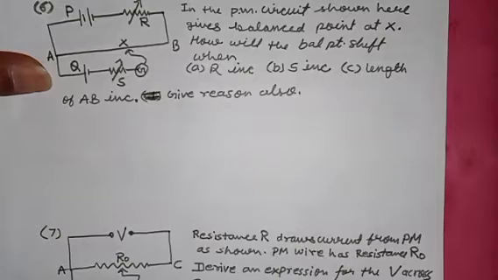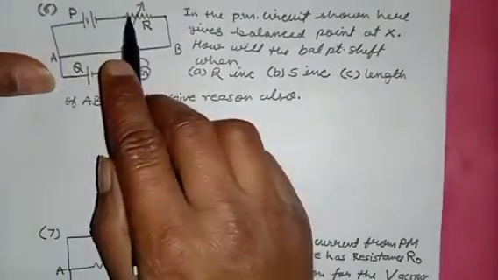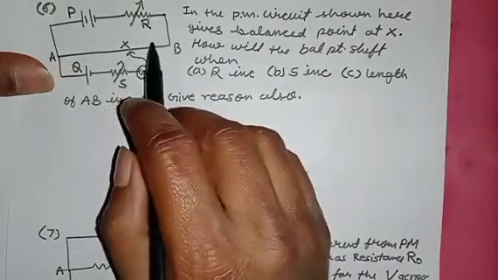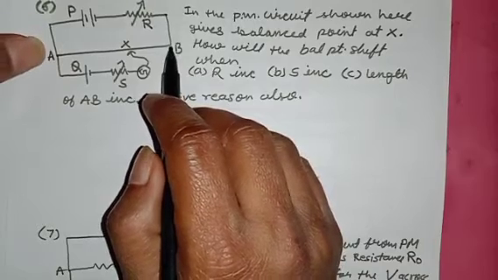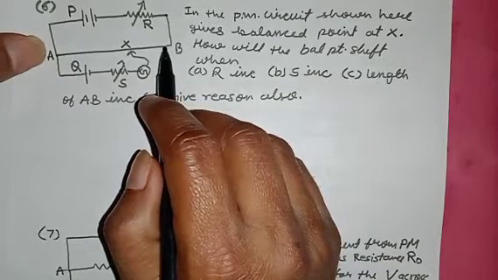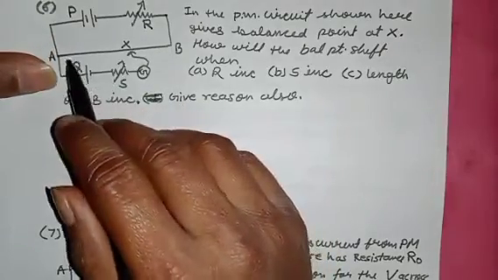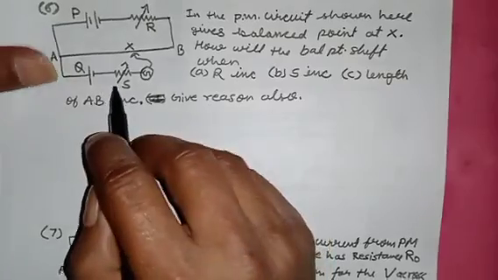So here the potentiometer circuit shown gives the balance point at X. How will the balance point shift when R increases? If R increases, then the current in this circuit, the potentiometer wire circuit, will decrease. And if it decreases, then the potential difference across AB decreases, and hence the potential gradient will decrease. So therefore, this balancing length will change. So how can we do that?